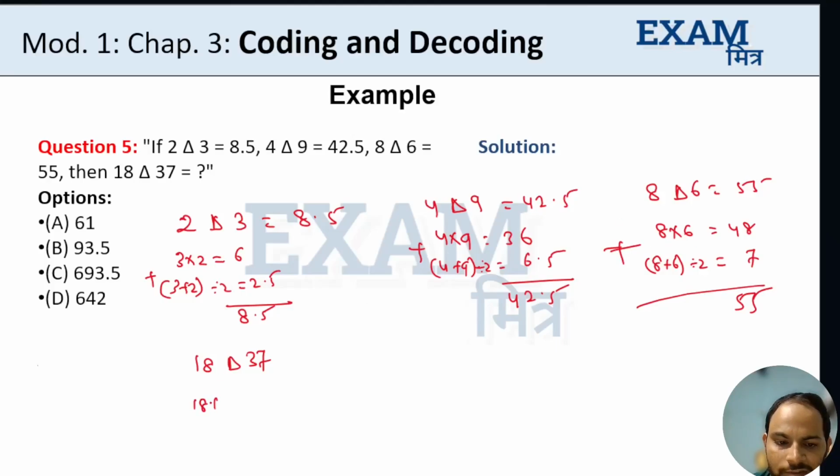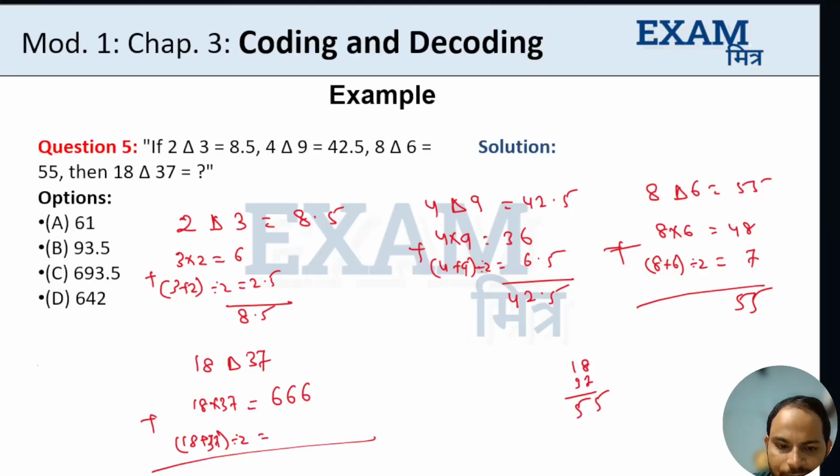We need to multiply them first and then divide their sum by 2. Whatever results we get, we will have to add them to get the final answer. So now see, what is 18 into 37? It is 666. Oh, sorry. What is 18 plus 37? It is 55. And what is 55 by 2? It is 27.5.